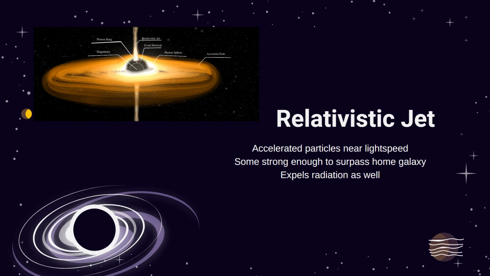Now, one example of a black hole is a supermassive black hole, and these can be found in the center of every galaxy. These are the mechanisms that are in charge of keeping the galaxy clustered together. And these supermassive black holes have their own relativistic jets, and some of them are strong enough to surpass the bounds of that galaxy. They can get beyond the galaxy itself. That's just how strong they are. And they expel radiation too.